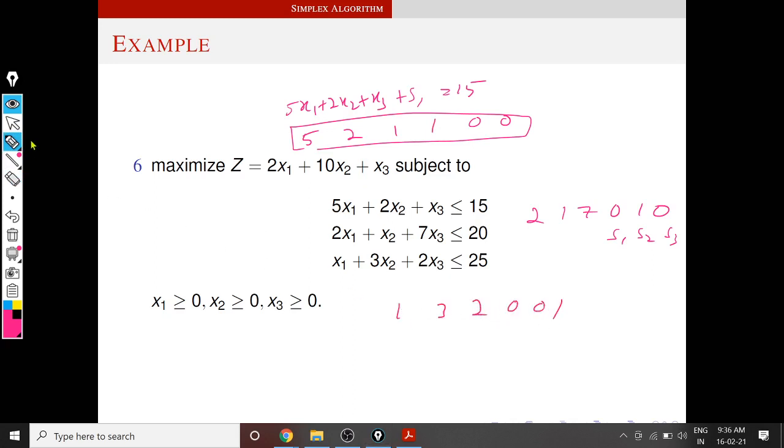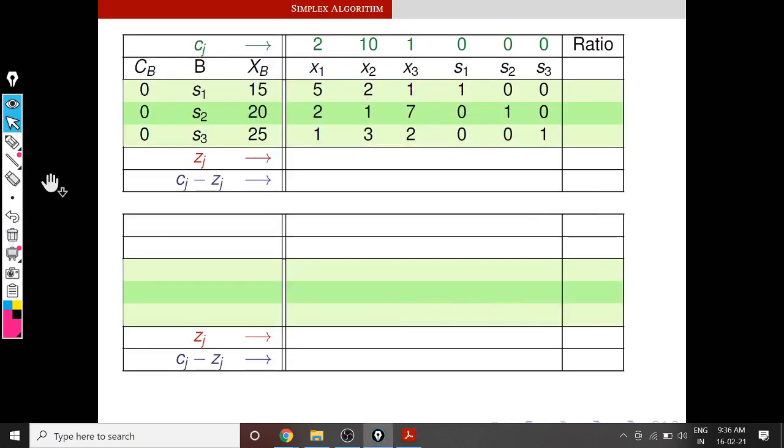So these are the rows corresponding to the initial simplex table. In the initial simplex table, the rows are 5, 2, 1, 1, 0, 0, like that. Okay, now the initial simplex table is ready. Then what is our next procedure?